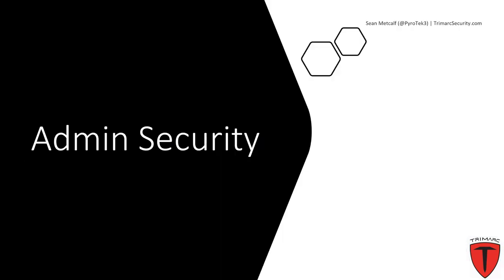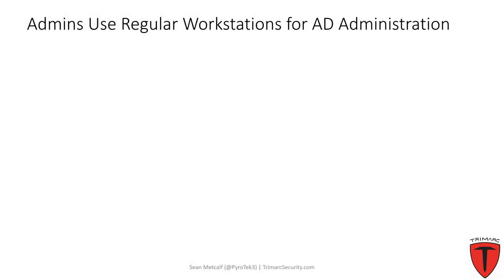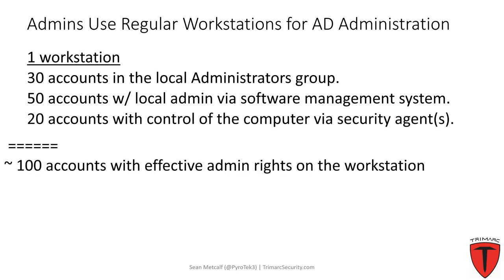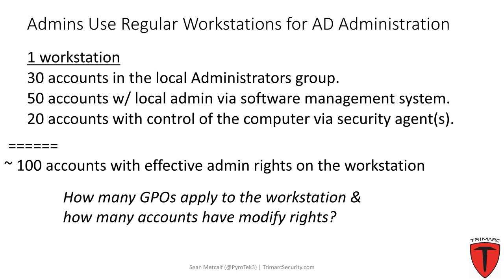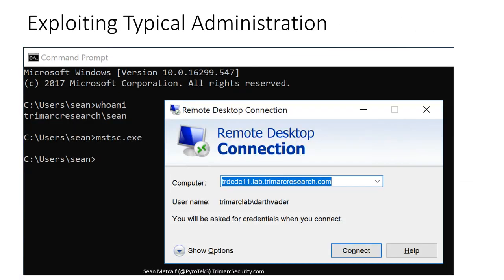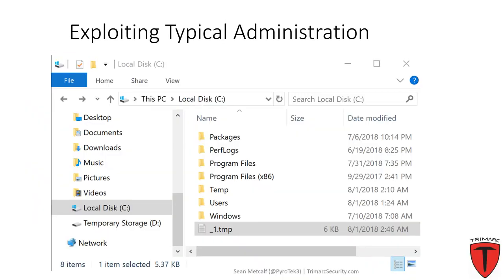And so from an admin security perspective, we need to make sure that regular workstations are not used for AD administration, because ultimately, when you have one workstation, there are a number of accounts that end up having effective admin rights on it. And then there are GPOs that apply to that, and people have modify rights to those. So the problem with using regular workstations for AD administration, even if you're just going to RDP to your DC with admin rights, is that with all these accounts that have privileged rights on your system, you may end up in a situation where you get this random file that shows up on your C drive after you've RDP'd.